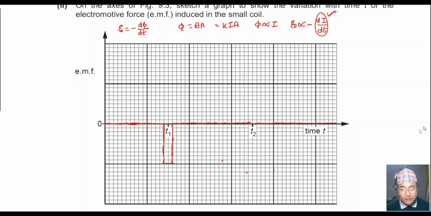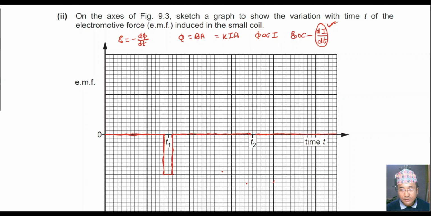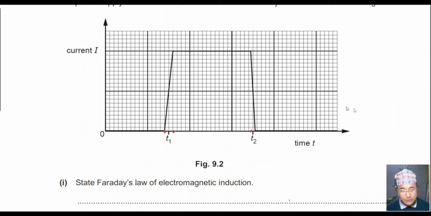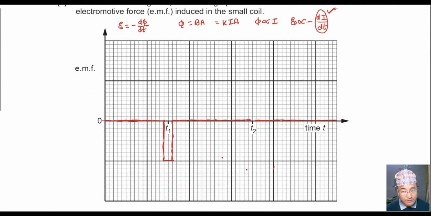Now, on the other hand, around the vicinity of this t2, if I calculate the slope here, for the same vertical change, it goes through two squares. But here, for the same vertical change, it goes through only one square, half of this to half of this. So that means this slope is double. The magnitude of this slope is double. So the value of EMF also should be double, and it should be positive this time because it is negative of negative slope. So it will be positive.